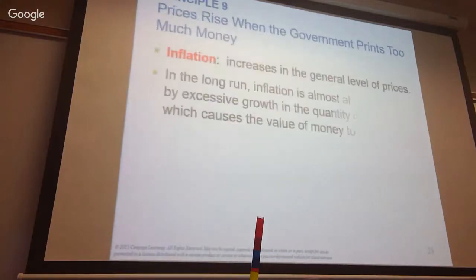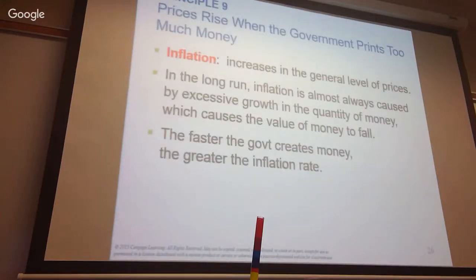The number 9 principle is that prices will rise when the government prints too much money. Now, money is like everything else. The more you have of it, the less valuable it becomes. So if you print too much money, there's too much money available, and the value of money goes down. And that's exactly what happened in Zimbabwe.